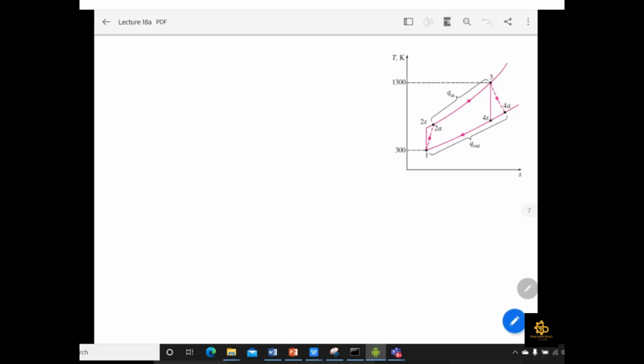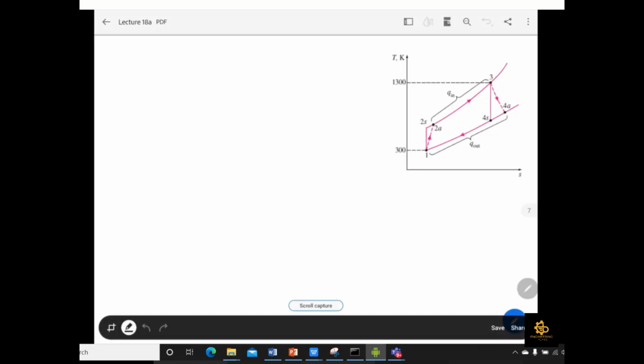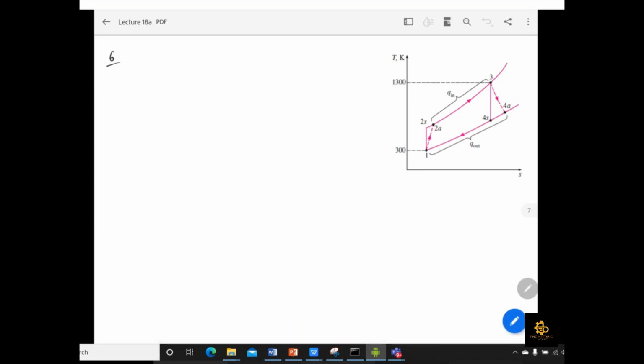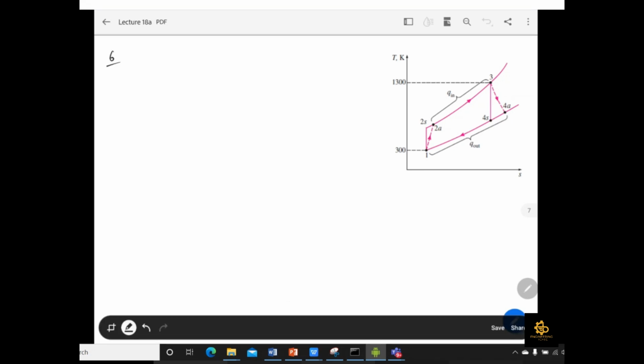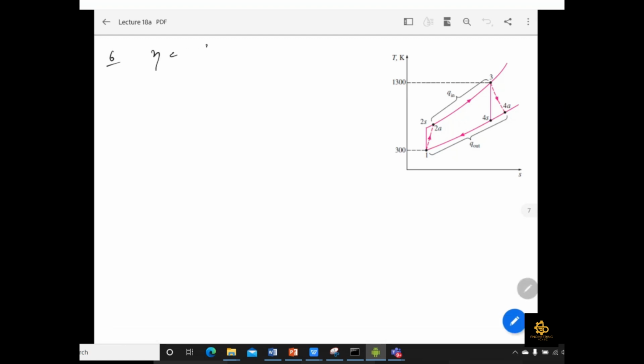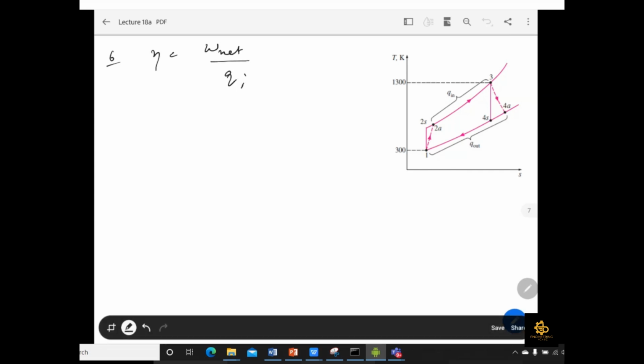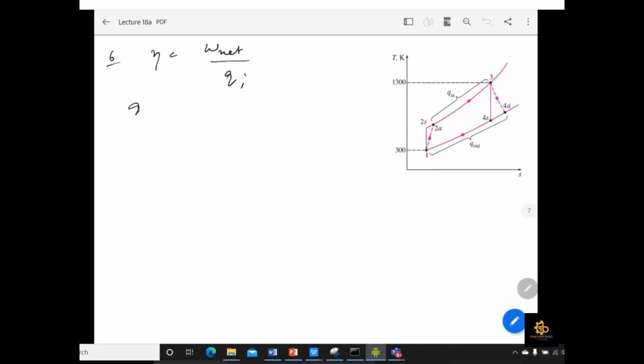Okay, so this is the TS diagram which is taken from your book example. It is clearly shown over there. Now in part B, we have to find the efficiency. For efficiency we need to find W net or Q in. Here we are talking about the actual Q in, which is between 2A and 3. So for actual Q in, first we need to find that Q in is equal to H3 minus H2A.